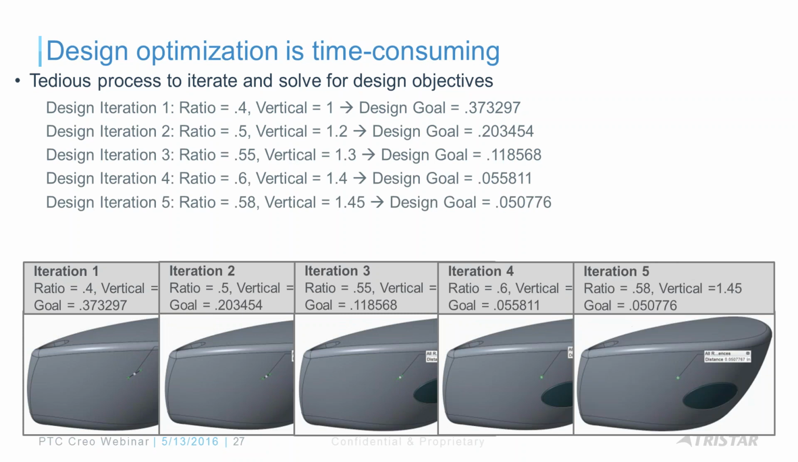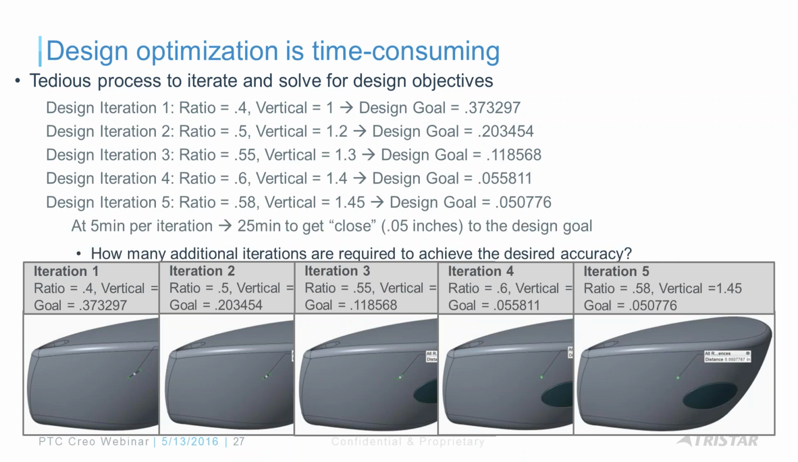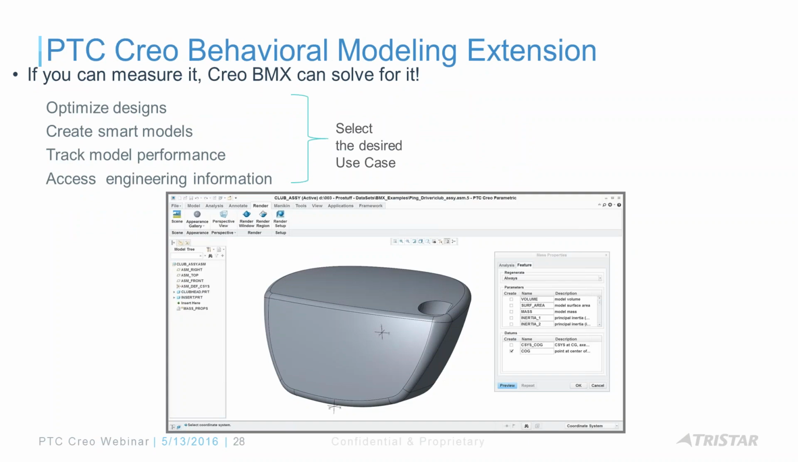You could keep doing this, and it's very critical here, the data that I have, the amount of time that you take, right, to get to 0.05 from 0.37, right? And then there's a design change, and how do you redo this again and again? So that's what we want to help with the Behavioral Modeler Extension, where, like I said earlier, anything that you can output in Creo, you're able to use that as a goal in BMX, and you can use it to optimize.